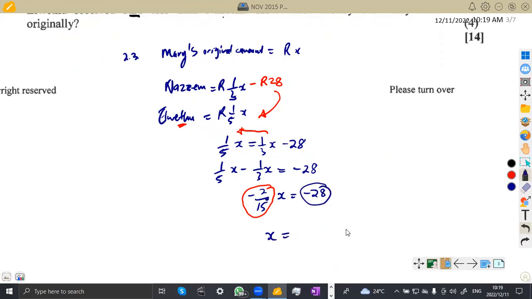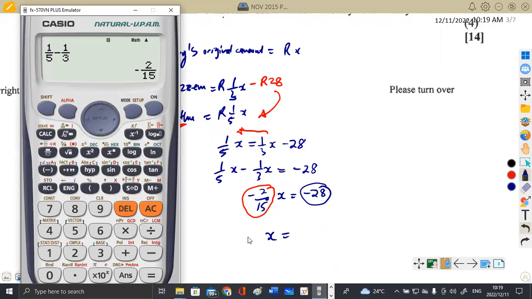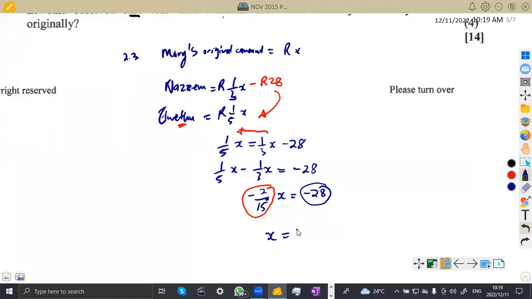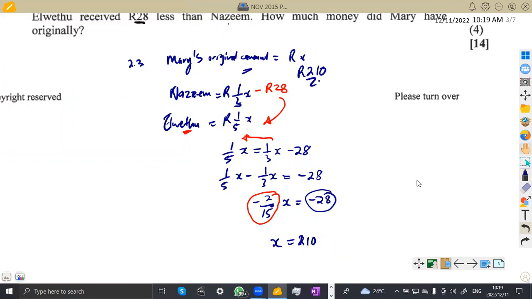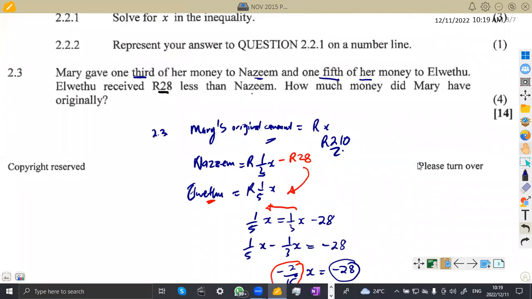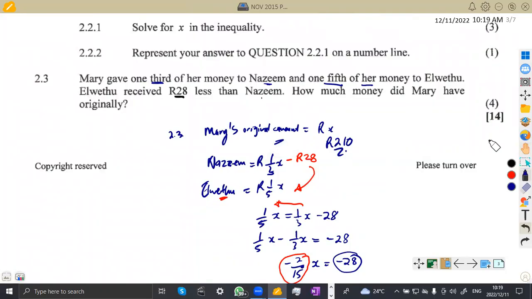So to find X, you can just divide by negative 2/15, or you can cross multiply, then you divide by minus 2, depends. So just divide by negative 2/15 so that you remove this on X. So it's negative 28 divide by negative 2/15. The answer that we got is going to be 210. So originally, our X is 210. So that means originally Mary had 210 rand. That was the amount that she had originally. All right, so that was actually a word problem, like those word problems that you see on WhatsApp.